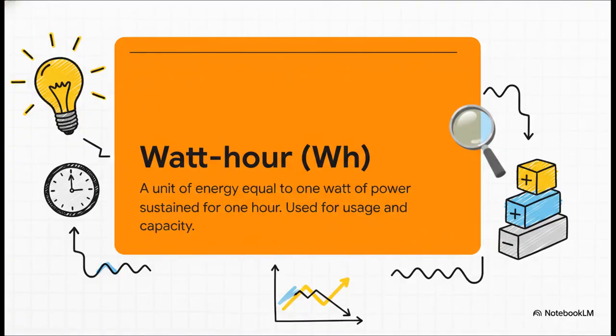The name pretty much says it all. It's simply the number of watts you're using multiplied by the number of hours you use it for. So if you have a 100-watt light bulb and you leave it on for 10 hours, you've used 1,000 watt-hours of energy. This is the metric for measuring energy storage and use.